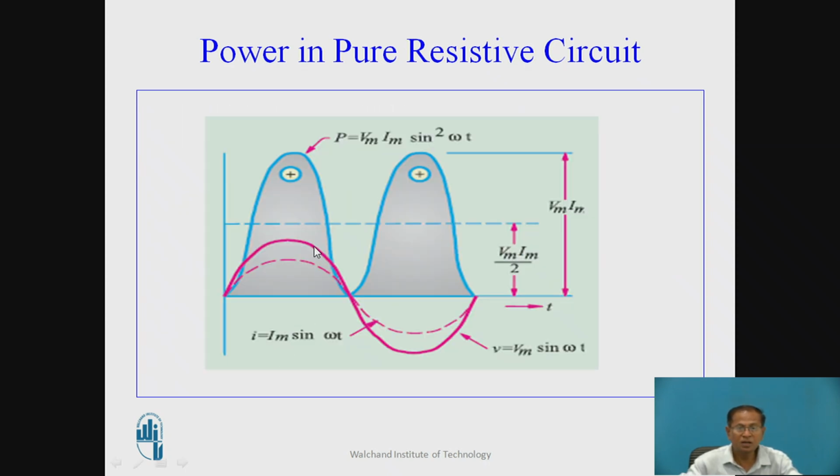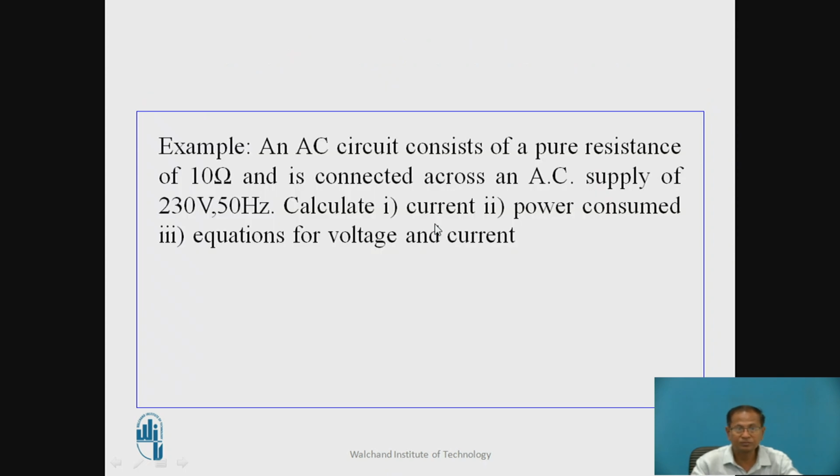Now, this is the power waveform. During the positive half cycle, voltage and current both are positive, therefore power is equal to Vm Im sin square omega t and the average power is equal to Vm Im / 2. And during the negative half cycle, both are negative, so still power is positive.